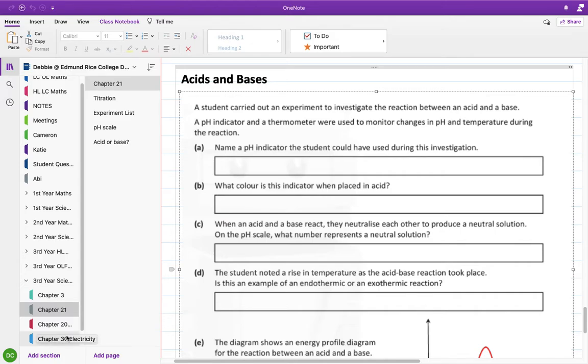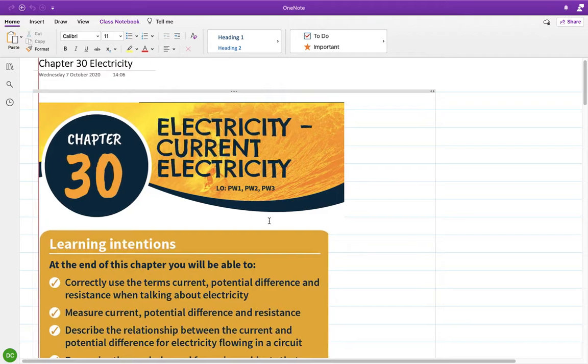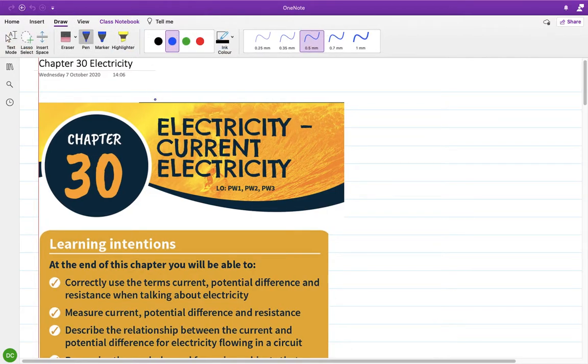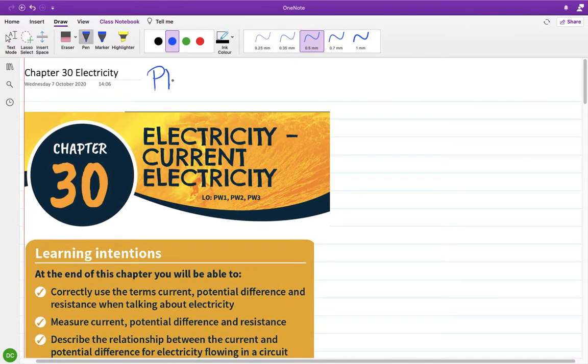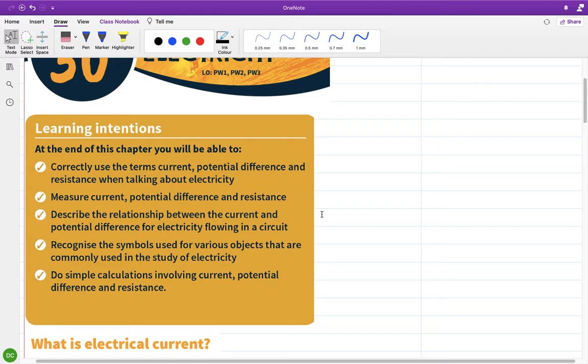We're then going to move on to chapter 30. So chapter 30 is in the physical world. So we're back doing physics. Yay. So current electricity is essentially what this is about. So they have the learning intentions for this chapter.